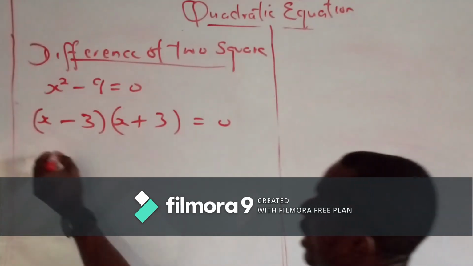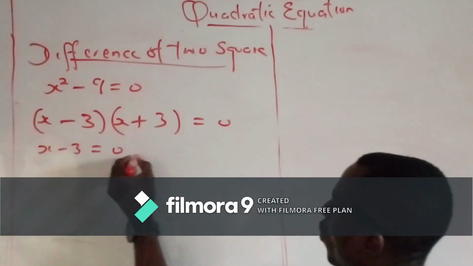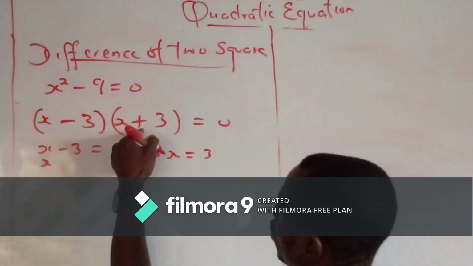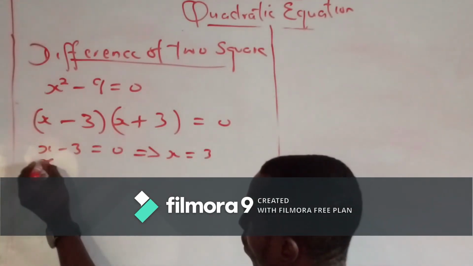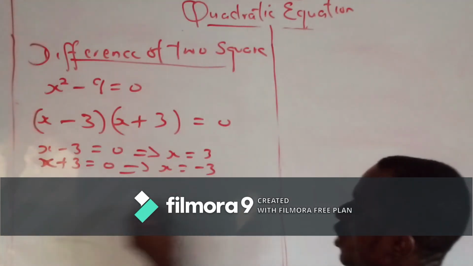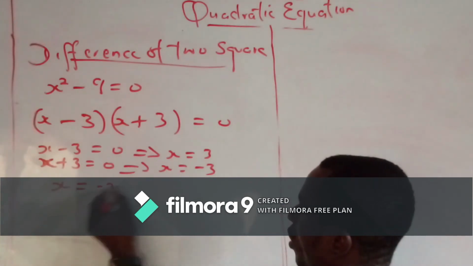Then equate x minus 3 equals 0. Implies that x equals 3. Then this one equates to 0. x plus 3 equals 0, implies that x equals minus 3. So x equals minus 3 or plus 3.